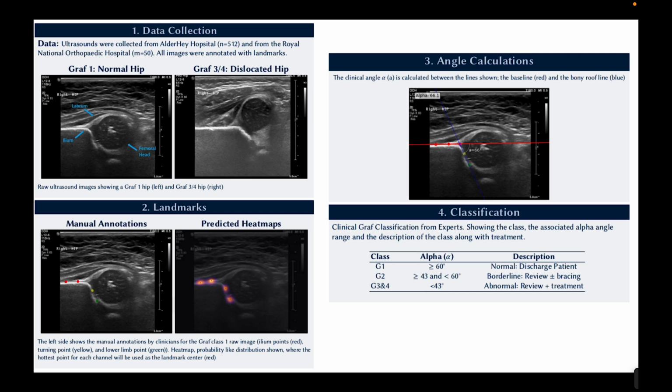We propose a method that accounts for non-Gaussian probability distributions, such as heat maps, to express model uncertainty to clinicians. The main contributions of this work were to improve current methods for automating the Graf method by first including landmark probability distributions, or heat maps, and the Graf classification into the loss function. Second, was to evaluate both the geometric outputs, landmarks and angles, as well as the clinical classification results.